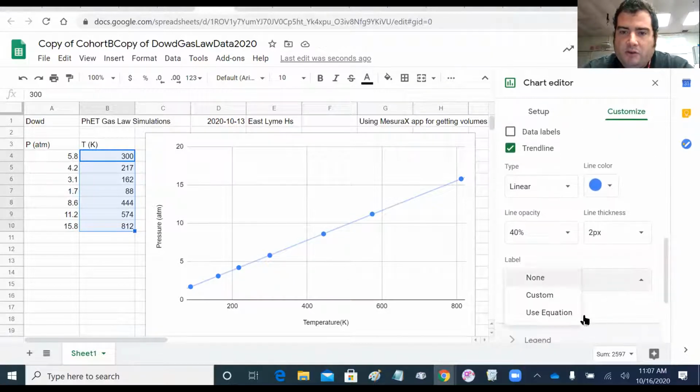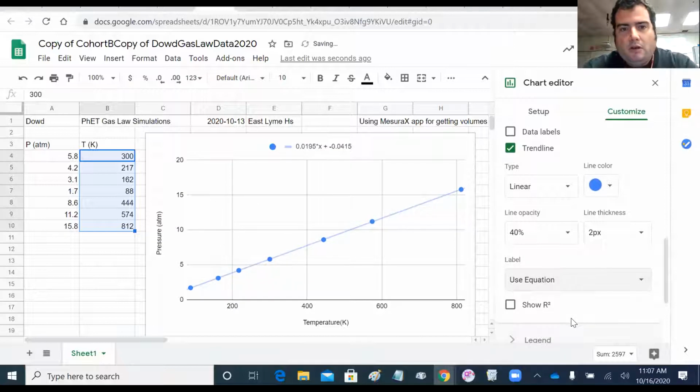And I want to do Label Use Equation. So that's the relationship between pressure and temperature, according to that model that the University of Colorado put together. If you want to click Show R Squared, if you've had statistics, you know that this is a measure of how good the fit is. Otherwise, you can leave that out if you don't know what that means. But this really does appear to be a linear fit. The best fit line goes through all of these, and I'm comfortable saying there's a linear relationship between pressure and temperature.